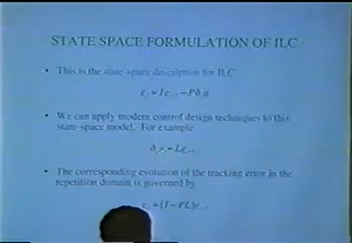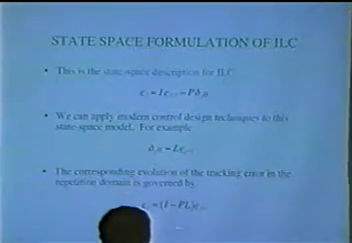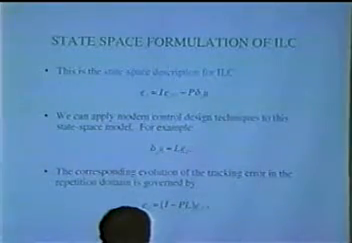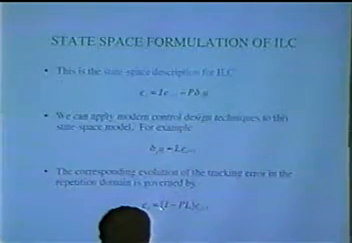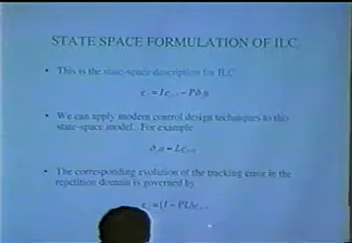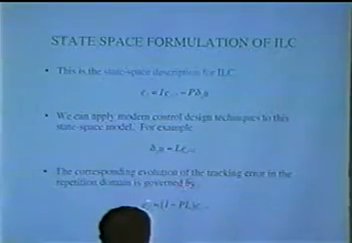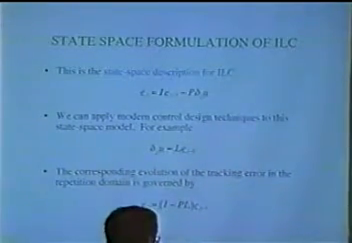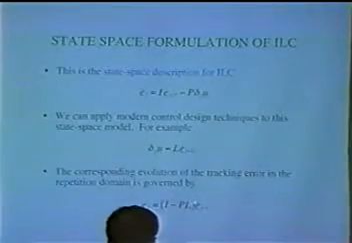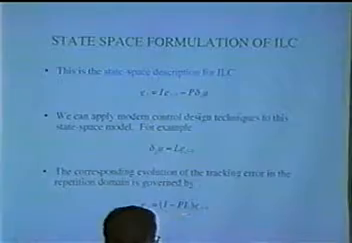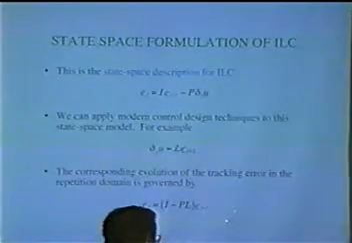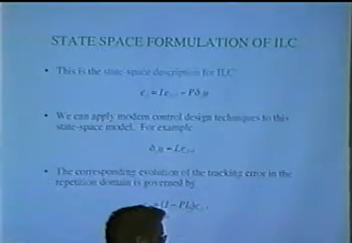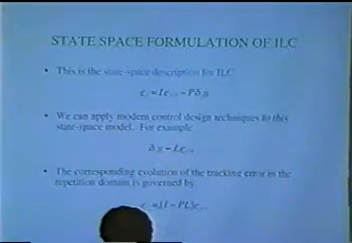If we plug this del U into this and see how the error propagates in repetition, you have this equation. Just plug this in here and rearrange. You have E_j is the matrix I minus PL times E_j minus 1. So this matrix describes the evolution of the tracking error history from try to try, and you want E to go to 0. That means the magnitude of the eigenvalues of I minus PL has to be less than 1. So that tells you how the error dynamics propagates.